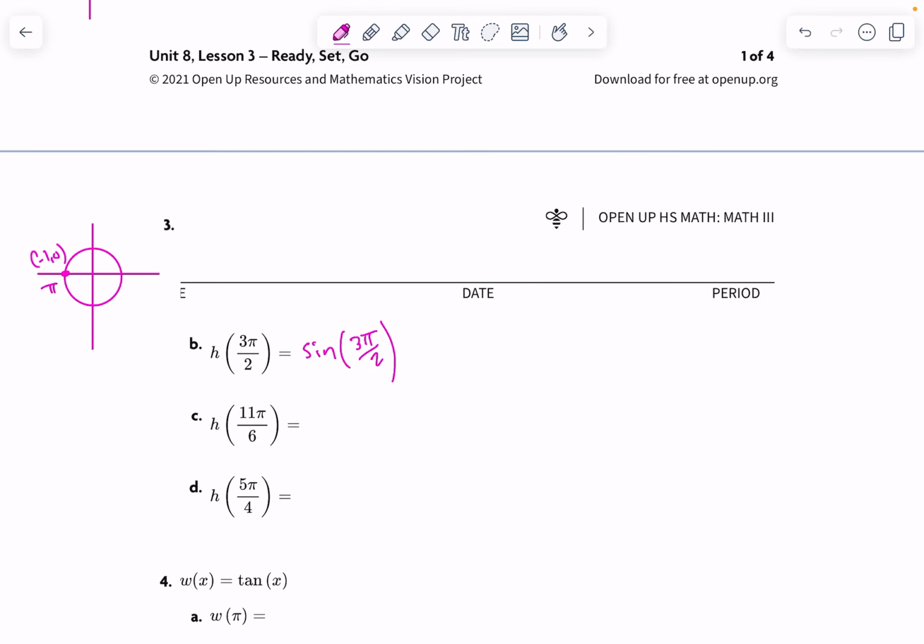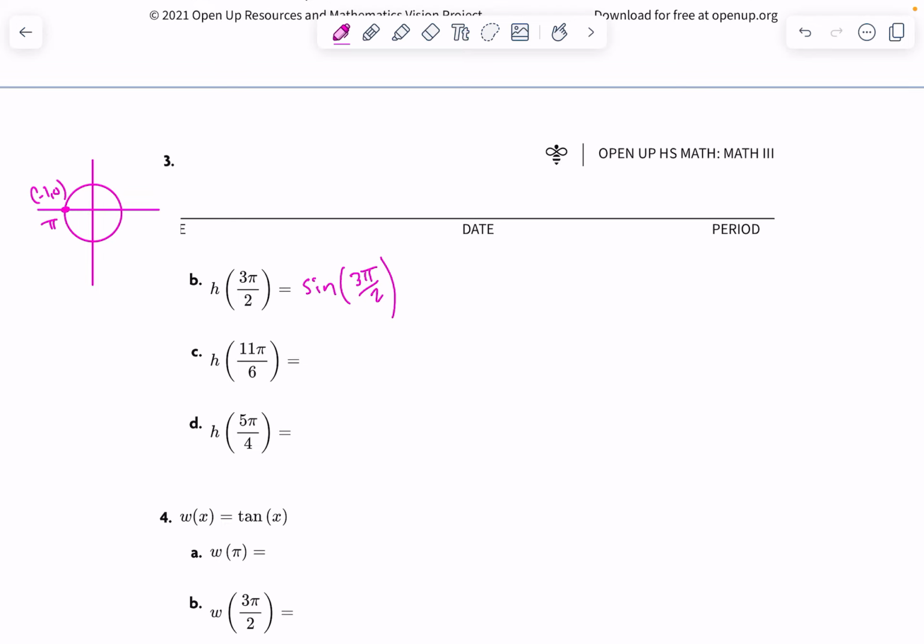So now if I'm talking about sine of 3 pi over 2, where is that on my unit circle? That is right here, right? This is 3 pi over 2. So sine of that is just equal to negative 1. Okay? This is negative 1.